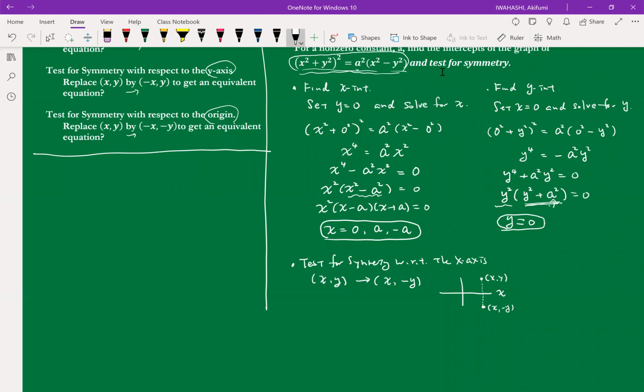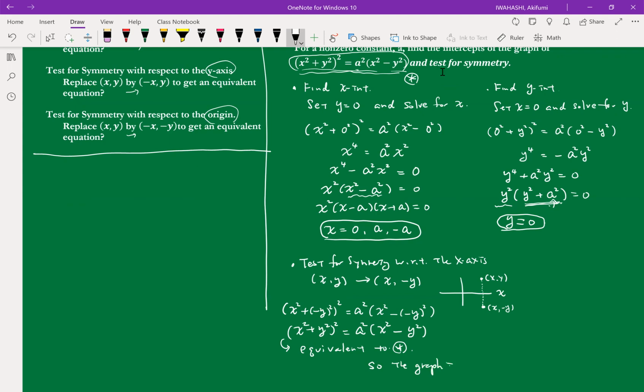So substitute y by negative y, you're going to get x squared plus minus y squared is equal to a squared times x squared minus minus y squared. But minus y squared will become y squared because you multiply negatives twice. And again, this is going to be x squared minus y squared. So this is equivalent to this original expression. So the conclusion is the graph is symmetric with respect to the x-axis.